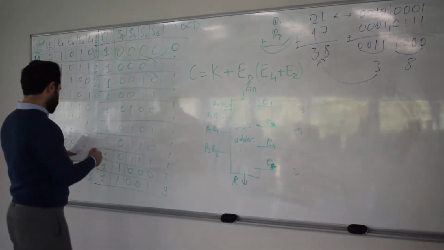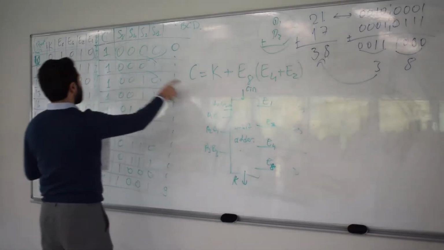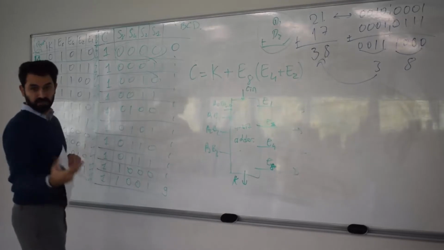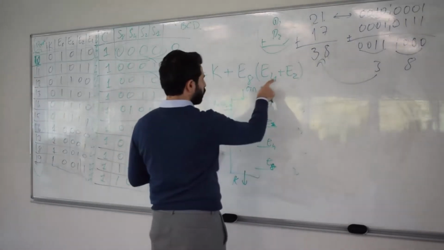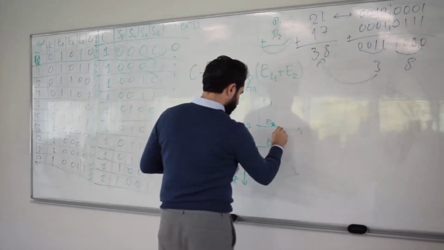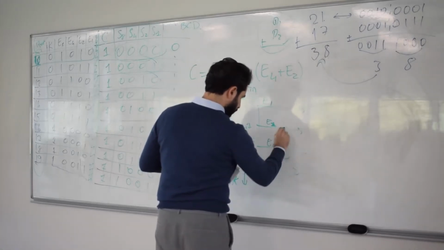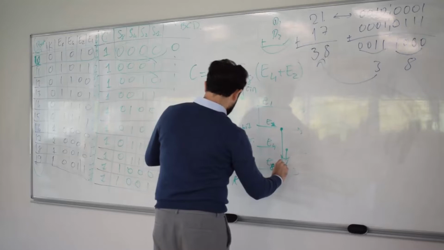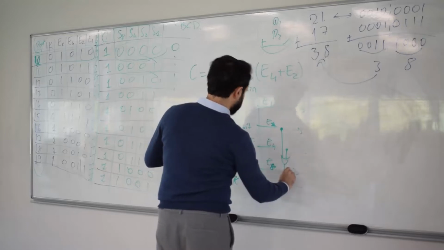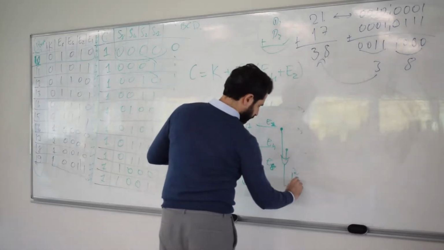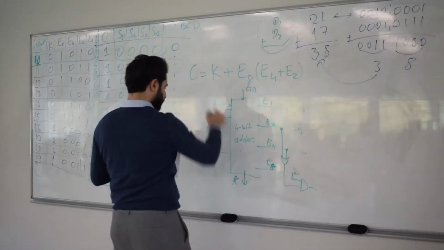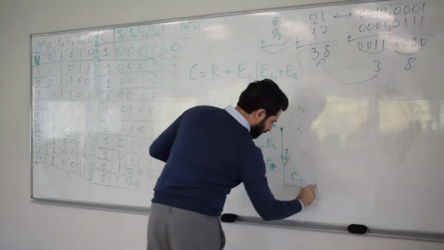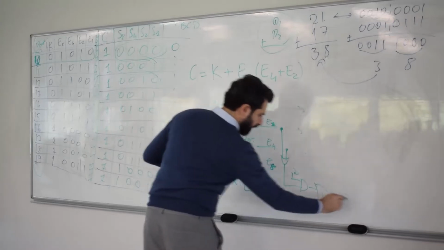And I would like to, of course, implement C because that's my first digit, right? So it's pretty easy to implement because you got E2 and E4 ORed together, right? And that OR is ORed with E8, right? And we have this OR with K. So this K is ORed together to find out your C.